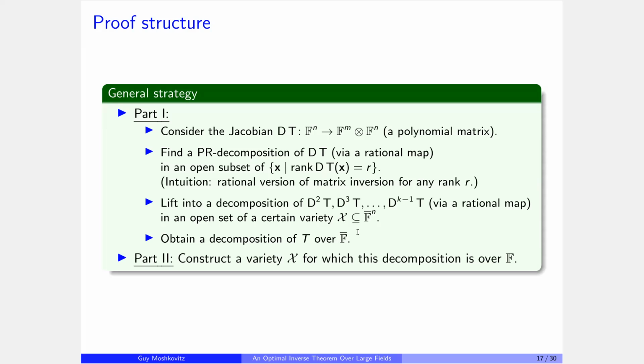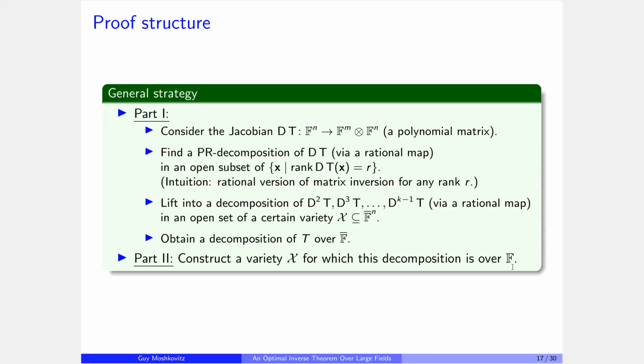In the second part of the proof, we're actually going to construct a particular variety X with additional properties that would make sure that the decomposition that we find actually has coefficients in the base field. And so part one and part two combined would give you the partition rank decomposition over the base field for our tensor, and the challenge would be to show that the length of this decomposition is bounded by the analytic rank times a constant. Any general questions about the strategy?